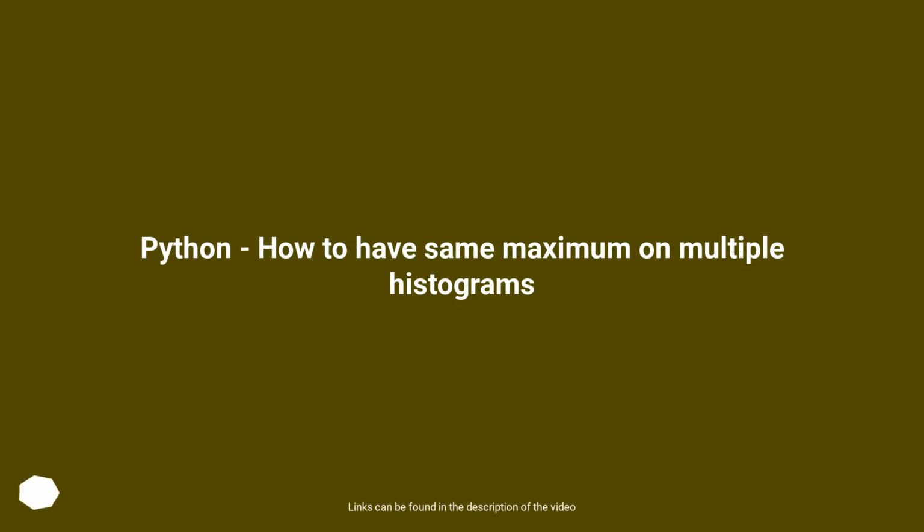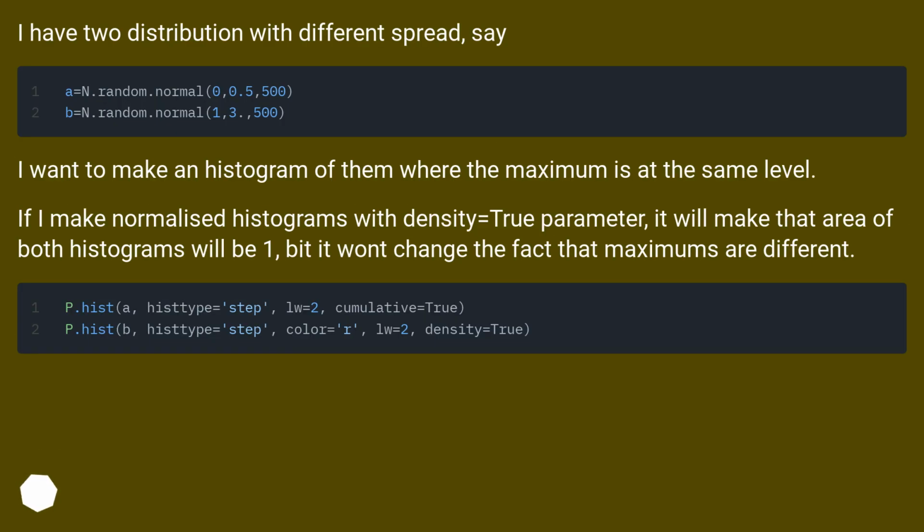Python, how to have the same maximum on multiple histograms. I have two distributions with different spread, say. I want to make a histogram of them where the maximum is at the same level.